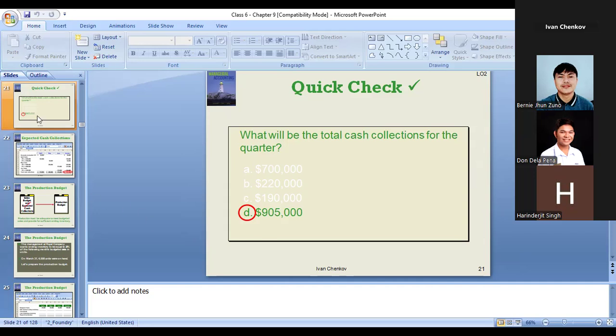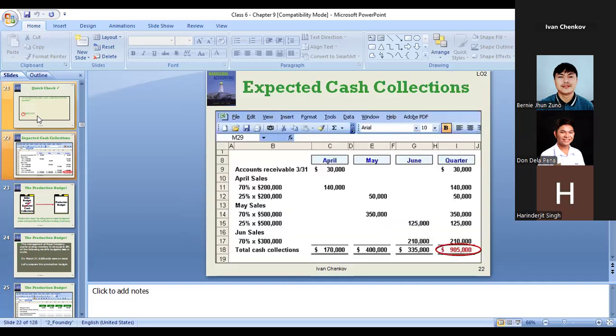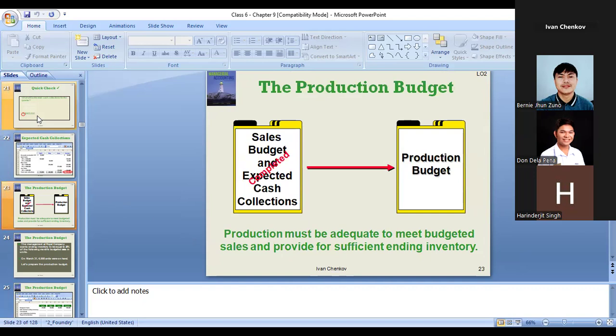So what's the next thing that's coming for us? The next thing that's coming for us will be the production budget. In order to achieve our sales, we have to have those units available for sale, sitting there and produced.